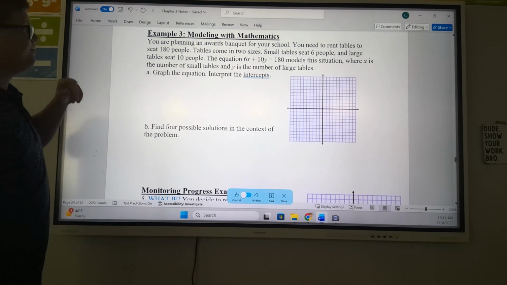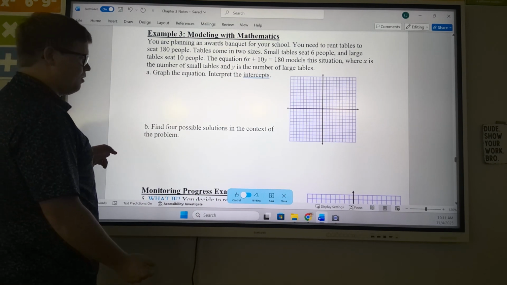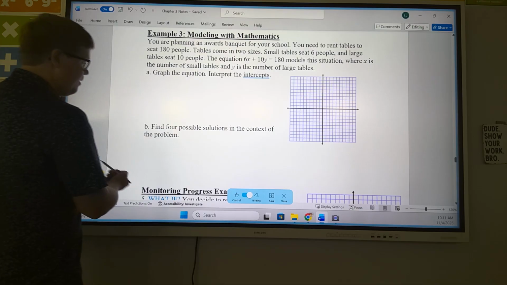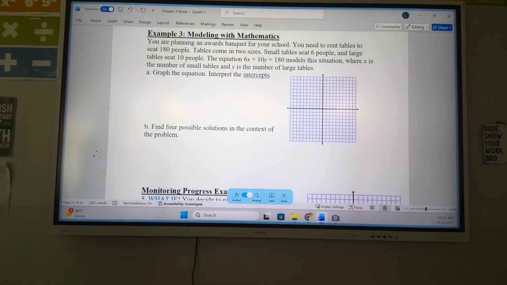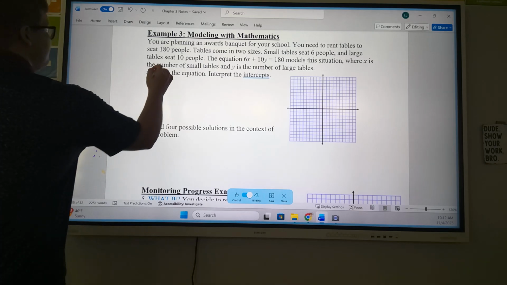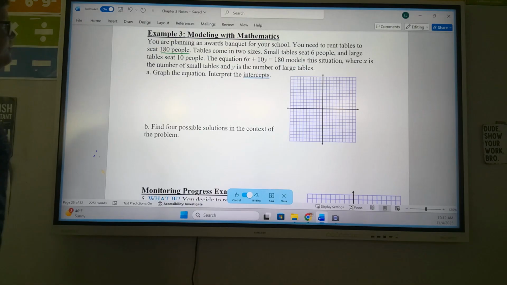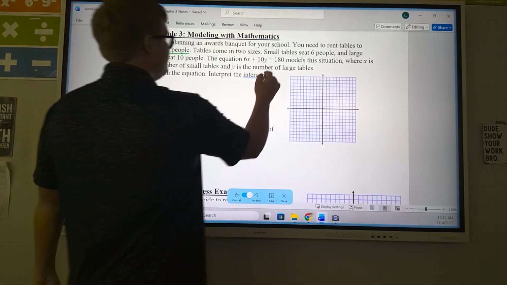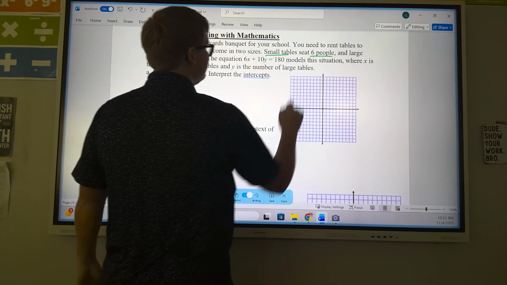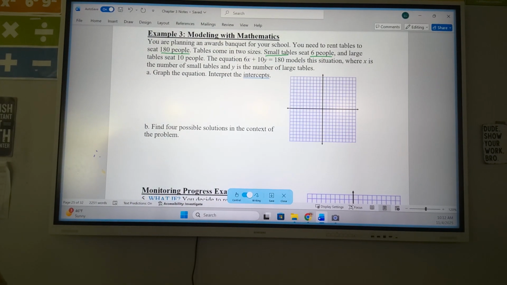Final word problem. This one's going to be a little bit more challenging. You are planning an awards banquet for your school. You need to rent tables to seat 180 people. Tables come in two sizes. Small tables sit 6 people, and large tables sit 10 people.